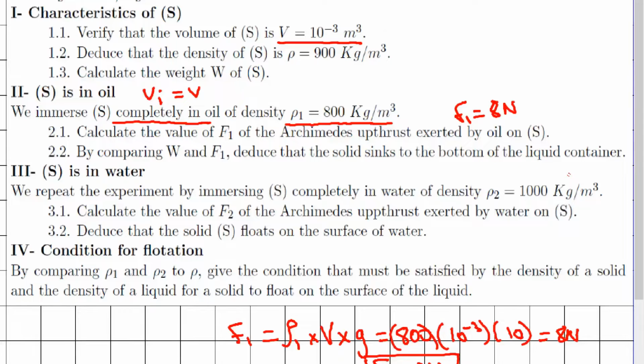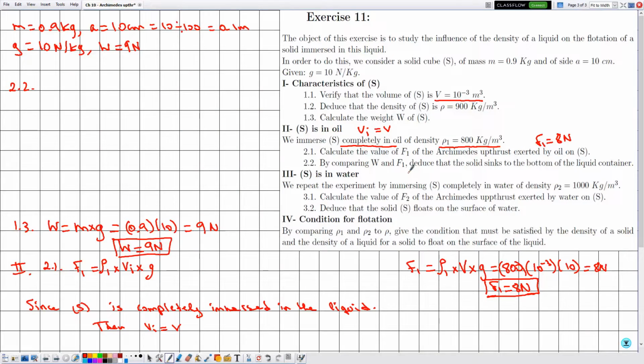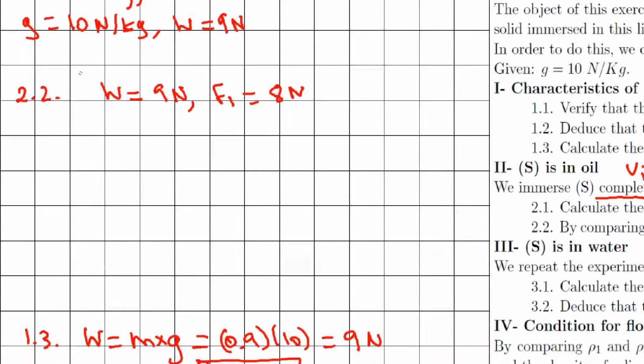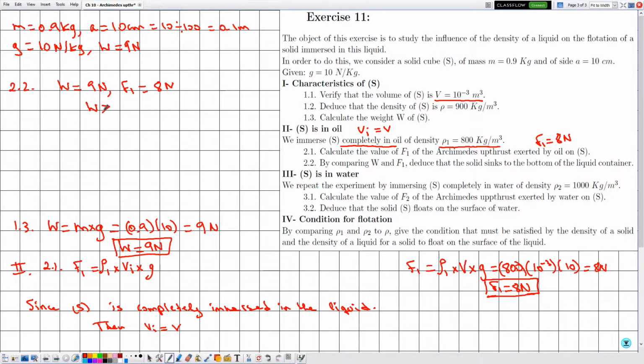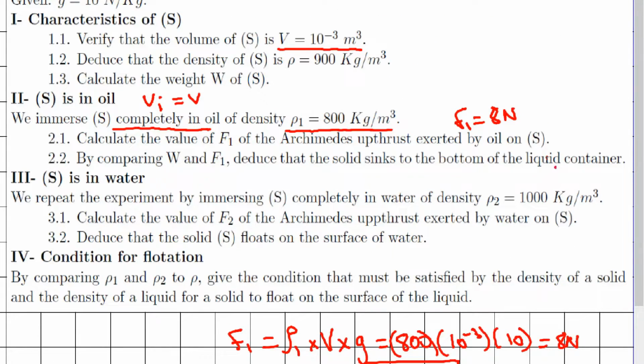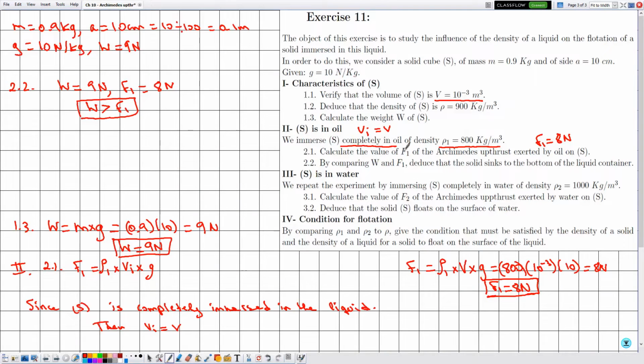Now by comparing W and F, first let's compare the values of W and F. The value of W is given by 9 newtons, and the value of F1 is given by 80 newtons, and by comparison we need to mention if W is greater, equal or less than, and here it's given that W is less than F1. Deduce that the solid sinks to the bottom of the liquid container, and by deduce it means we need to use the previous part. So in the previous part we have done a comparison between the magnitudes of the two forces being exerted on the solid S.